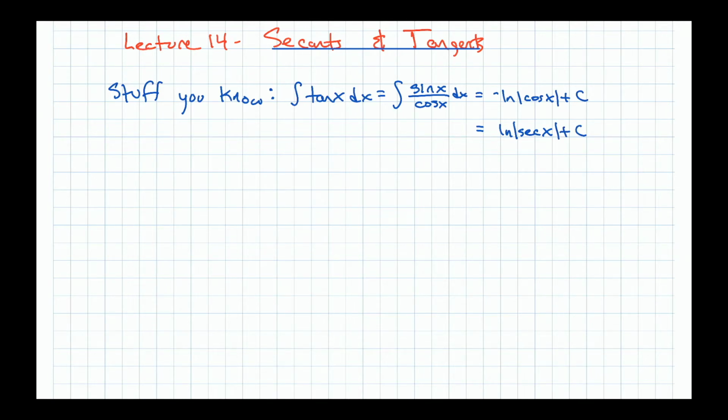That uses a log rule where you bring the negative up as an exponent and so on. So you should know that. I don't know why I wrote out the whole work for it, but you should know that one.